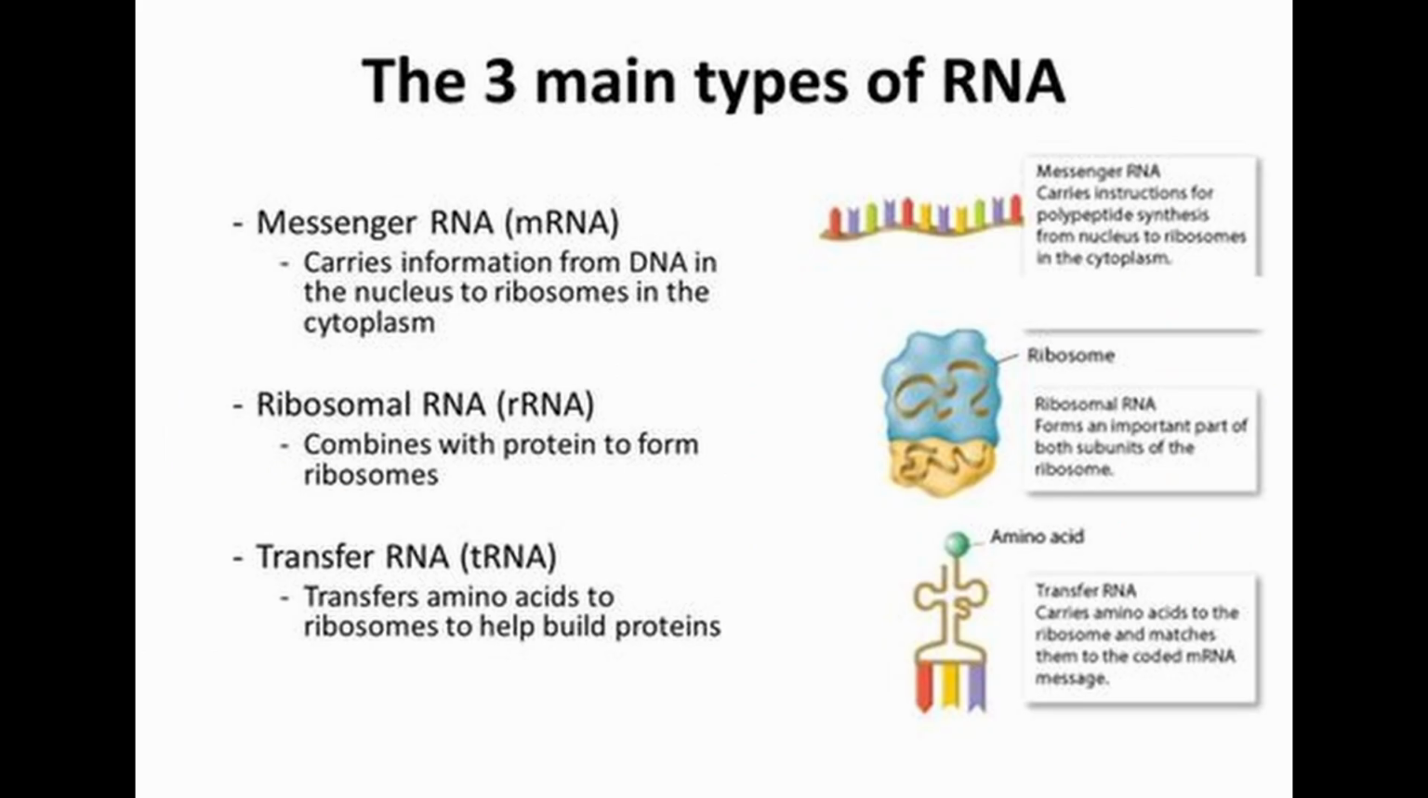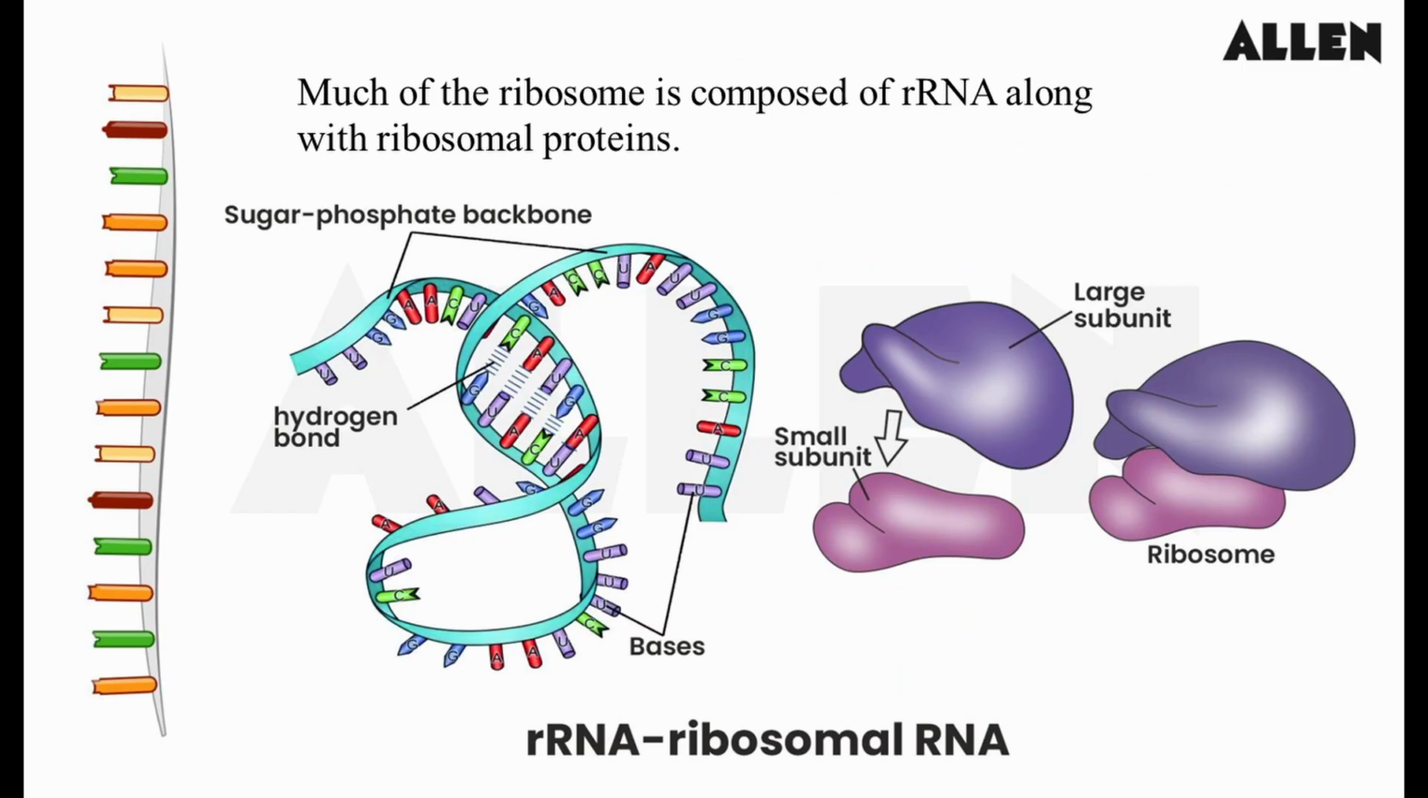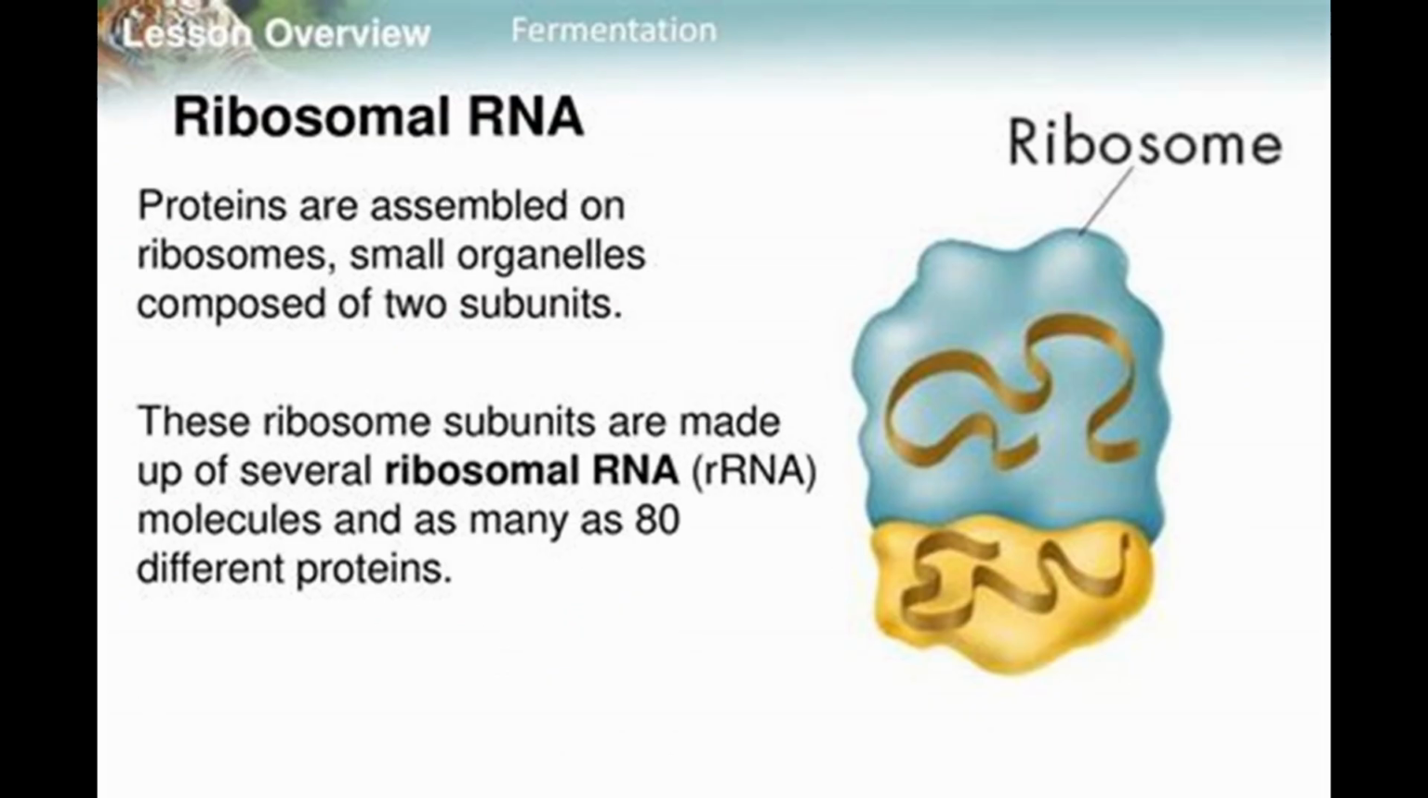In general, there are three types of RNA: rRNA, mRNA, and tRNA. And these RNA have three different functions. Ribosomal RNA, or rRNA, carries instruction on how to construct ribosomes, the protein factories in a cell. Much of the ribosome is composed of rRNA, along with ribosomal proteins.